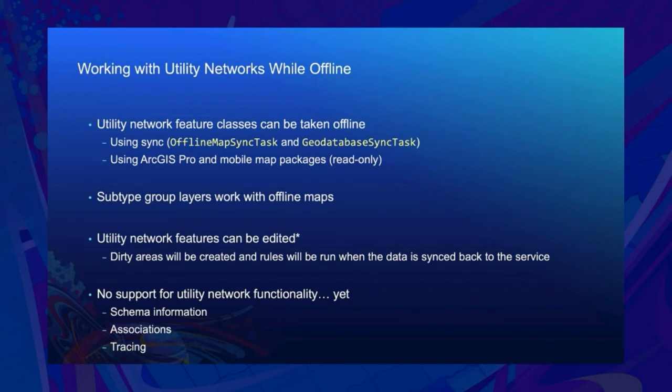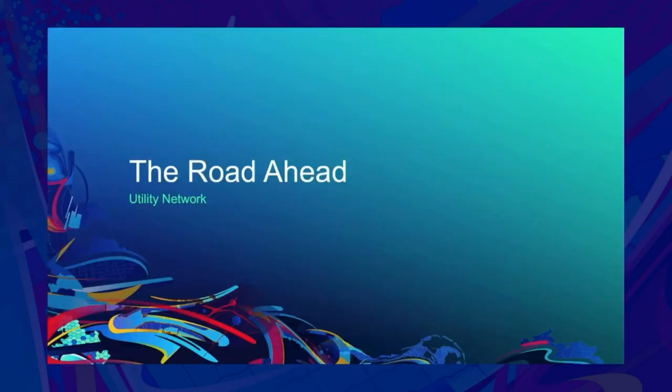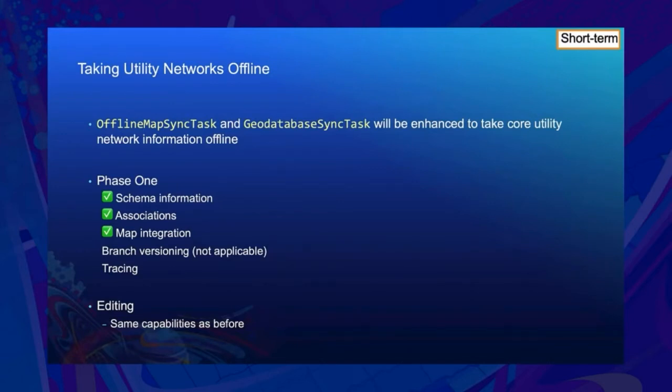the data back. Now, there's no support for utility network functionality yet offline, so there's no access to schema information associations for tracing. So that's unfortunate, but it leads us into the next slide where we start talking about our plans, the rest of the roadmap for the utility network. So I kind of divided this up into three main areas, short-term stuff, medium-term, and long-term. And they're more or less in the order that we expect to do them in. As you can guess, I'm not going to give dates, but we can talk more about that during the live Q&A.